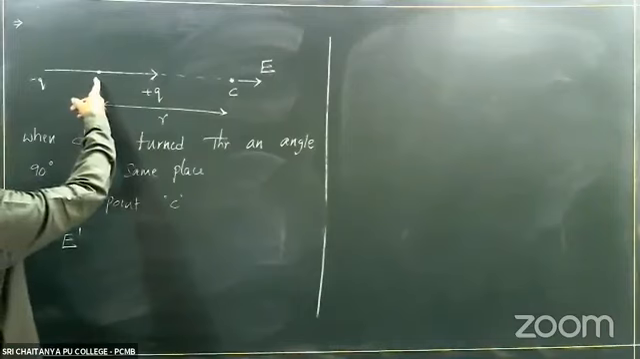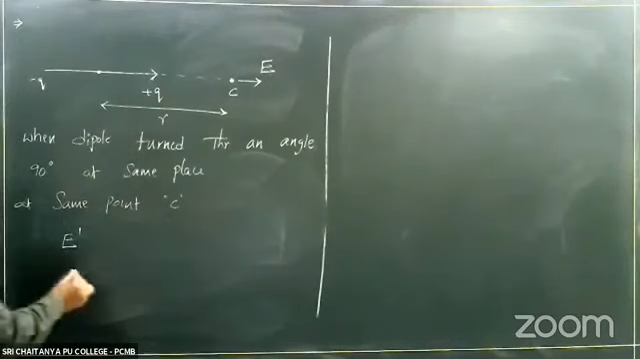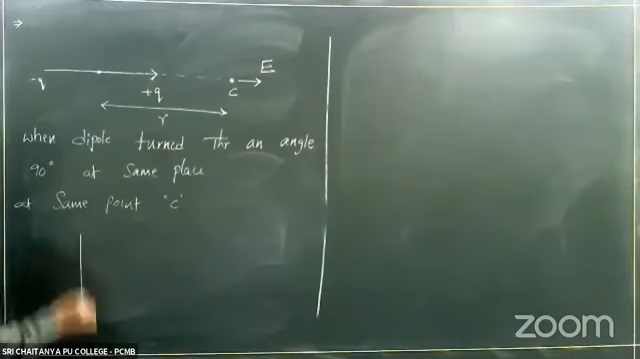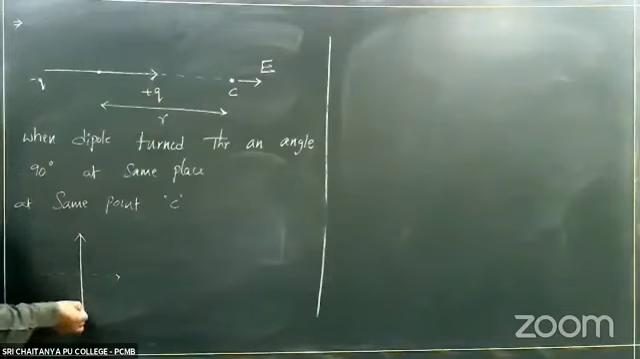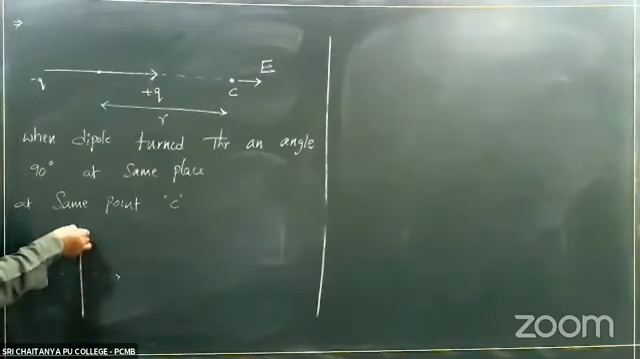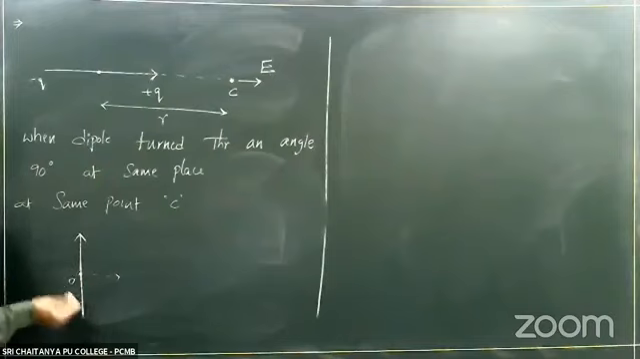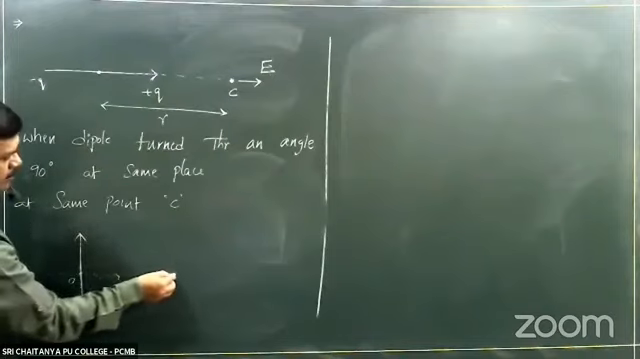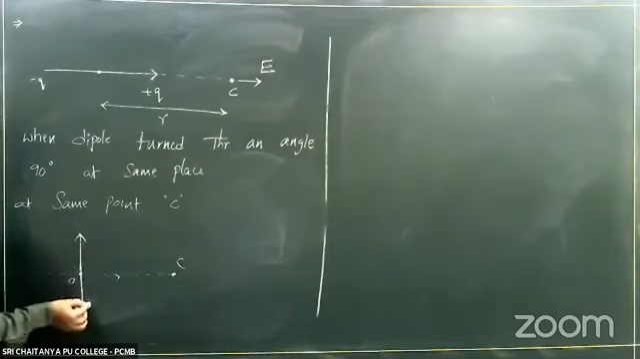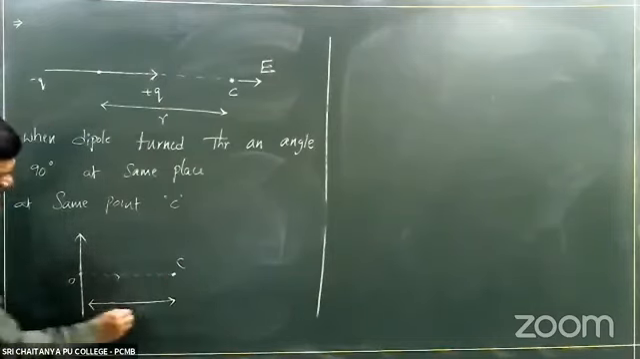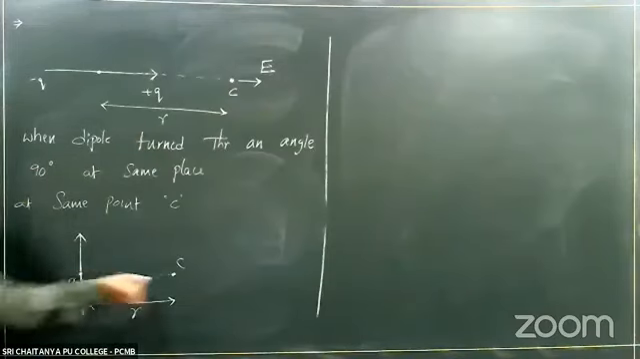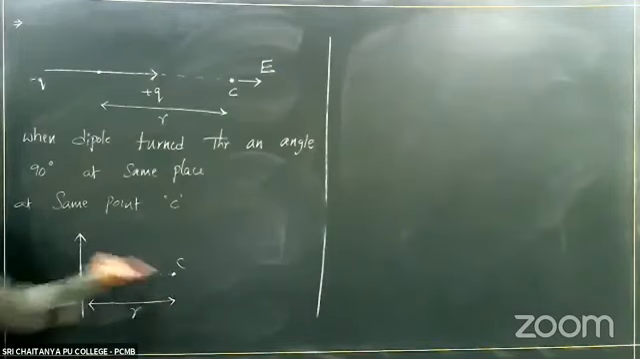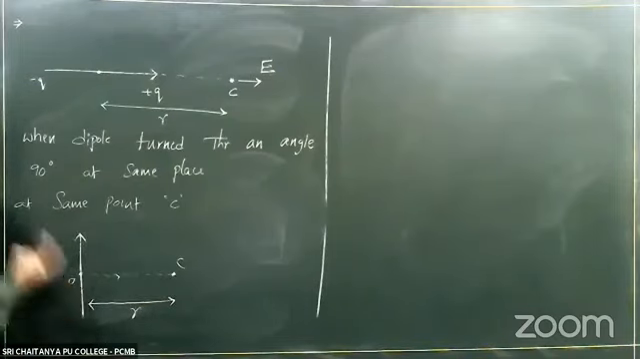At the same point, whenever it is turned, what happens? Initially the dipole was like this. If I turn it, this is the new dipole position. The center has not changed, and the distance from the center to point C is the same, R. What changed is that the point now comes on the equatorial line of this dipole.